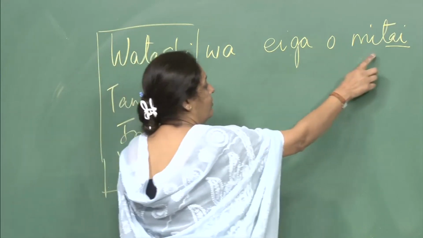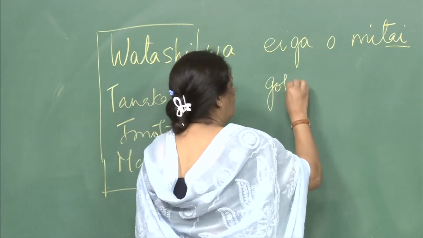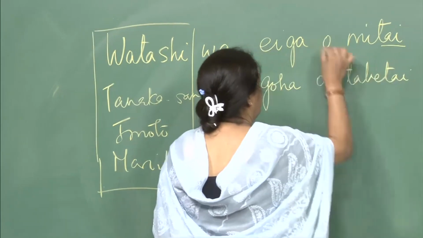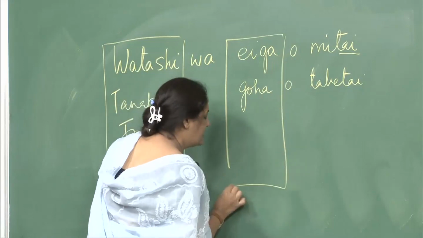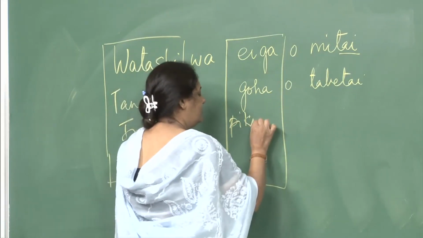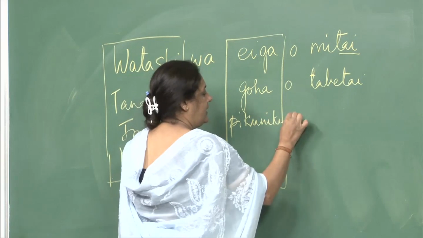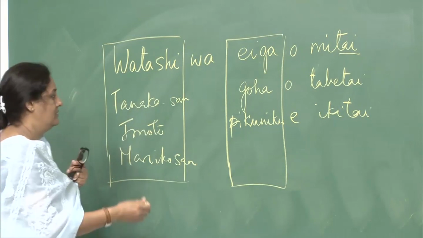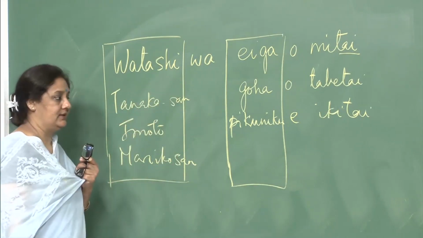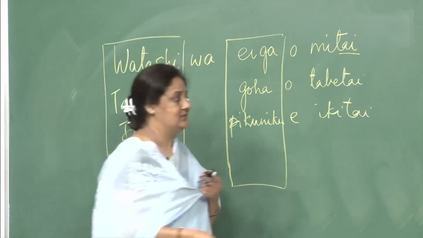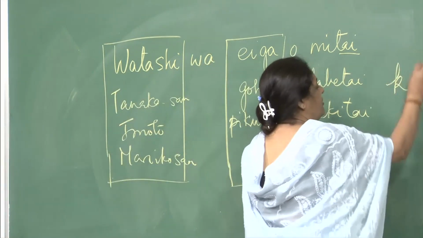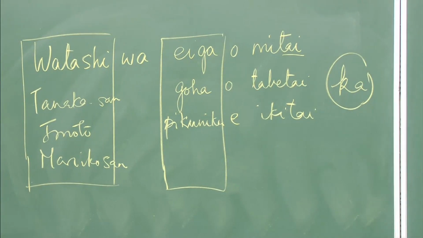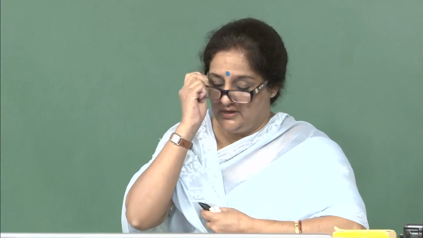Tanaka-san wa eiga o mitai. Tanaka-san wa gohan o tabetai. Tanaka-san wa picnic e ikitai. So, you can use it with anything like this and make sentences. You can use a ka over here in the end and have a small conversation, ask, and the answer can be given as is given over here.